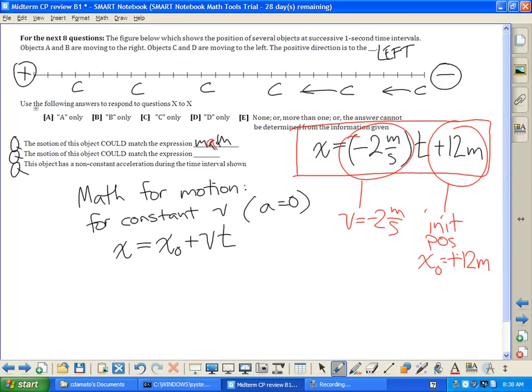How do you know that it could not be object C, Mike? Because it didn't start at positive 12, it started in the negatives. Do we know that for sure? No. Okay, good, excellent question. Excellent observation. Okay, that's the negative direction. It means numbers are getting smaller. But even better than that, it's moving towards the positive. Yes. Every tick that goes by, whatever's happening to this position, it's getting bigger. It's going in the positive direction. So whatever happens, this has to have a positive velocity. So this expression doesn't match C.